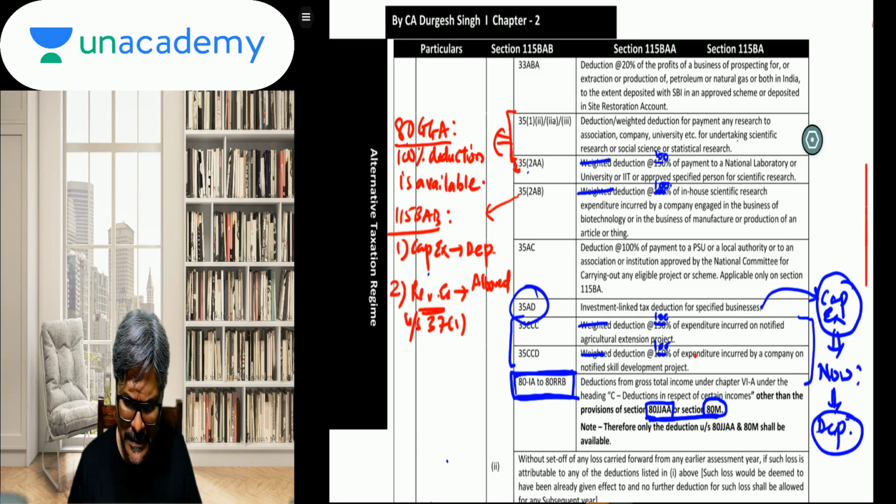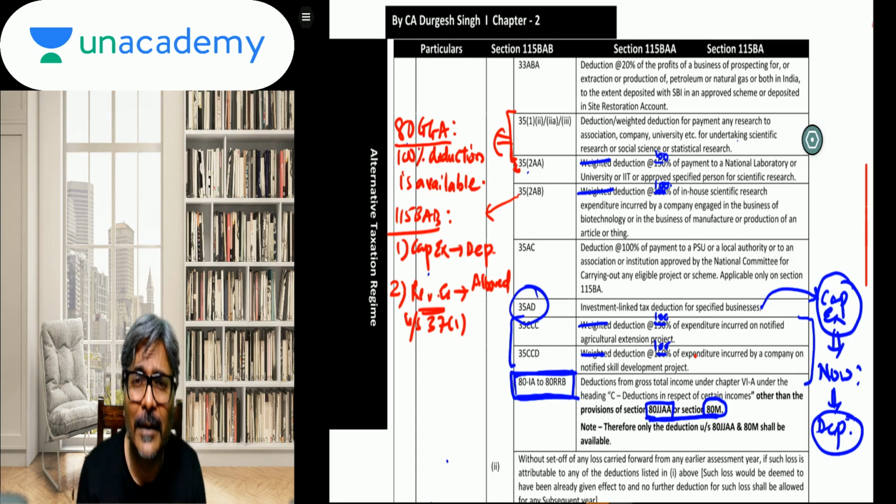35AC, you can just skip this one. 35AD, investment linked deduction, students, your popular section. So if the company wants to opt for 115BAB, BAA, in that case they will have to opt out of the 35AD deduction. You will not consider 35AD.